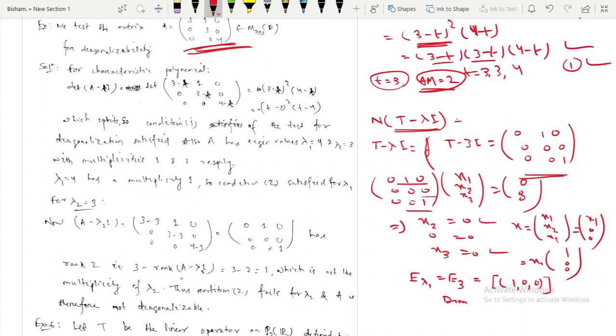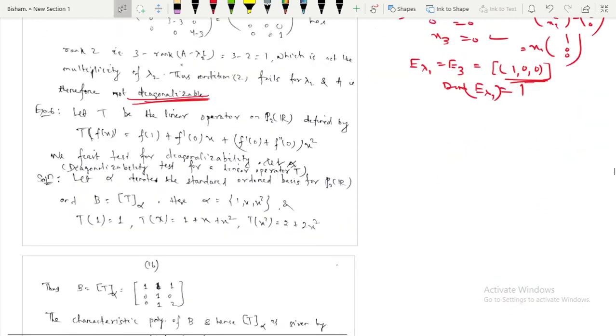That means the dimension of E lambda 1 is 1. You are getting only a single vector, but the algebraic multiplicity of t = 3 is 2, because it is repeated twice. But the dimension of E lambda 1, or the dimension of the null space of T minus lambda I, is equal to 1, which is not equal. Therefore, this transformation is not diagonalizable.